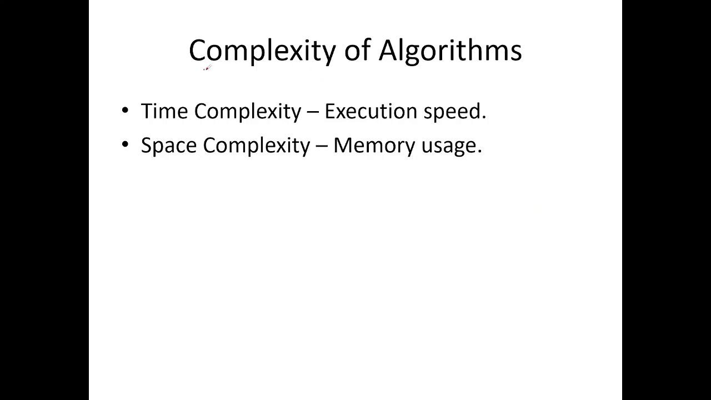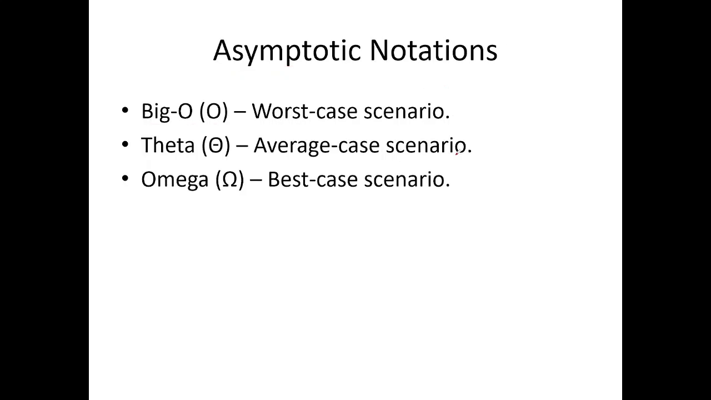And then coming to the complexity, as I have mentioned, time complexity measures the execution speed. Space complexity measures the memory usage. Okay, we will be learning these things. And then coming to the next part, that is asymptotic notation. I said there are three types of notations: big O, theta, and omega.